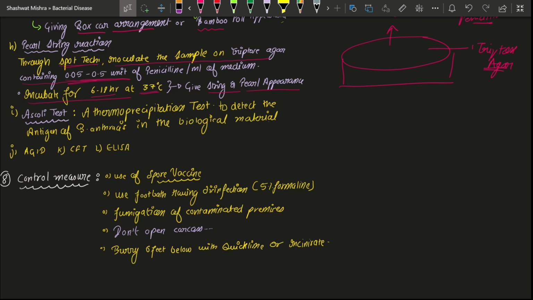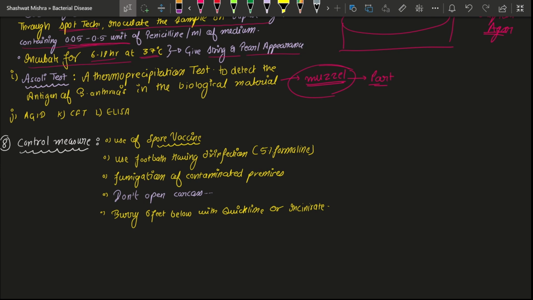It is a thermoprecipitation test to detect the antigen of Bacillus anthracis in the biological material, for which we take a part of the muzzle of the animal. Then we perform a thermoprecipitation test. Furthermore, for anthrax, we can do the AGID, agar gel immunodiffusion test, or the CFT, or the ELISA. Okay, this was all about the diagnosis.